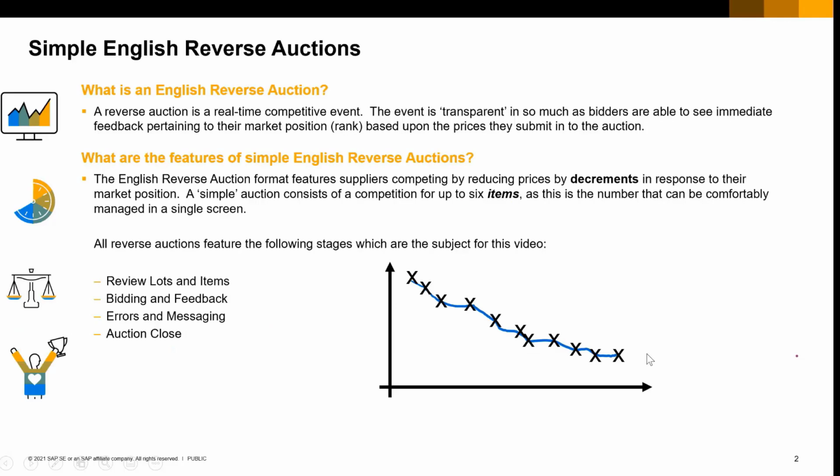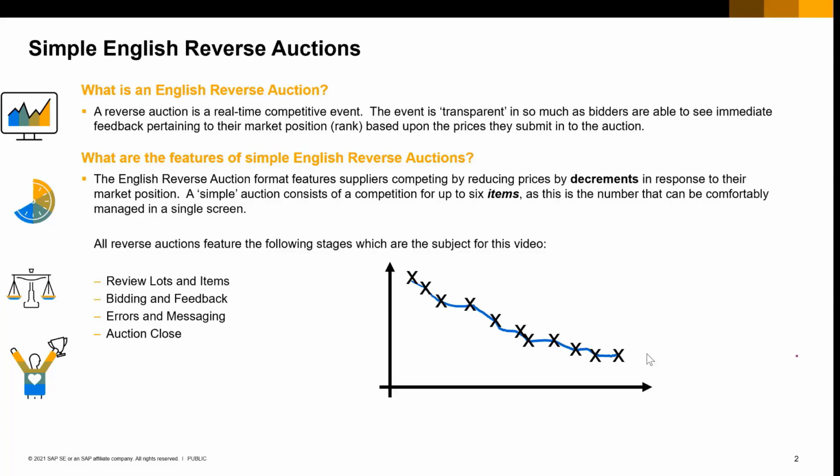A simple reverse auction for me is an auction that can be monitored from a single screen. That means no more than 5 or 6 items, else the supplier needs to scroll or navigate to review auction feedback and place bids. The simple English reverse auction is by far the most commonly used by buyers.